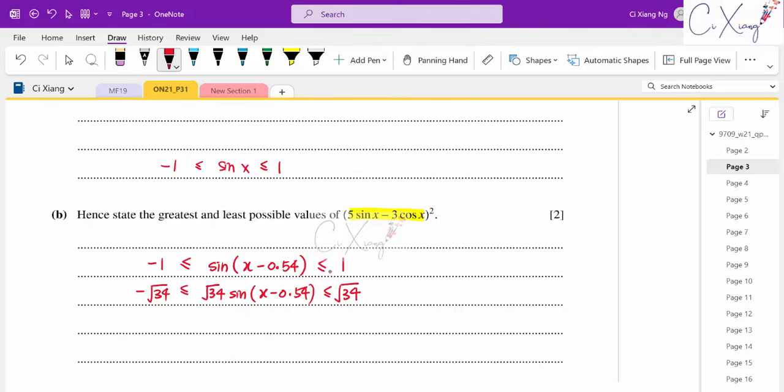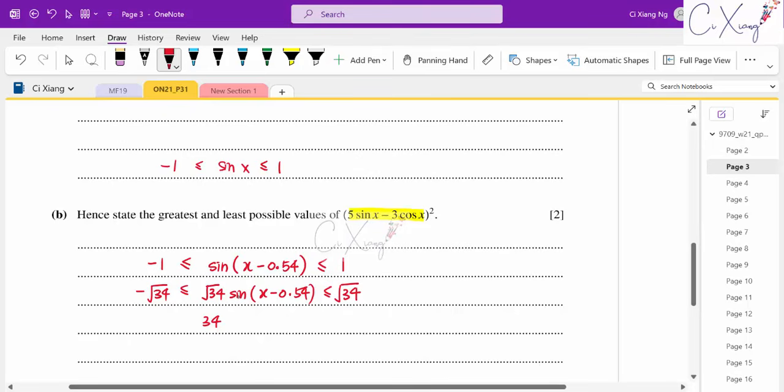Okay, then after that, they want to square the whole equation here. So when you want to square the whole equation, you want to square this center part, and the beginning and also the last part here, you also need to square. So I square this center part first. If I square the center part, I will have 34, because square root 34 squared is 34, right? Then for the sine here, when you try to square it, you have sine square.